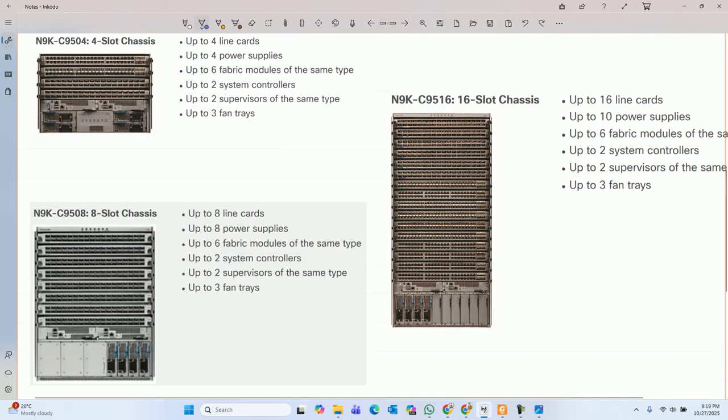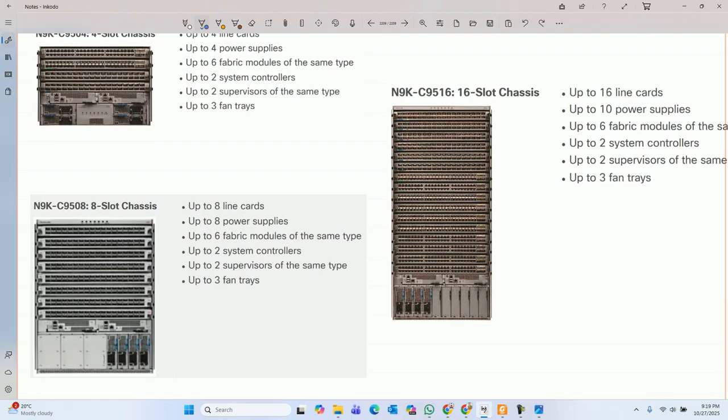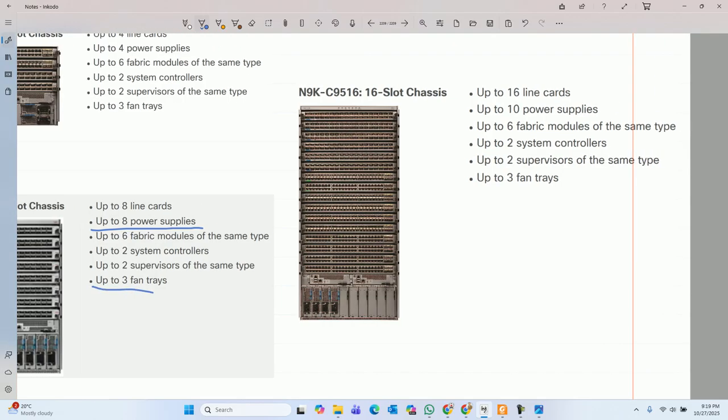But on the other hand, if you see 9508, you can have up to 8 power supplies. And how many fan trays? 3 fan trays. Then 9516, you can have up to 10 power supplies, 1, 2, 3, 4, 5, 6, 7, 8, 9, 10, and up to 3 fan trays.